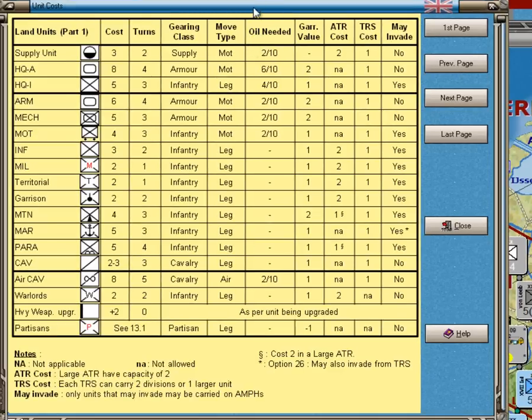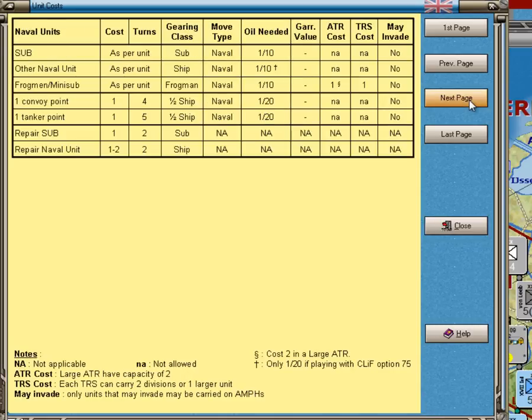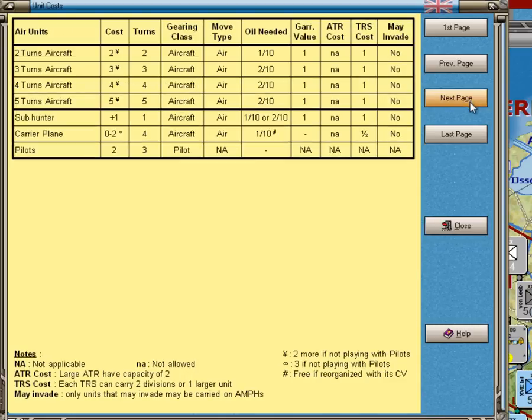We also have a summary page for units, cost, and turns, and this just goes through the various unit types and how much they cost and how many turns it takes for them to arrive on the map during production.